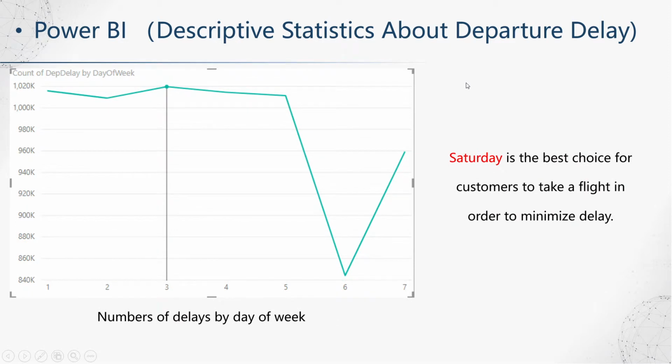The second line graph is about the number of delays by day of week. And it is clear to see Saturday has the smallest number of delays by day of the week. So combining those two charts, Saturday is the best choice for customers to take a flight in order to minimize delay.